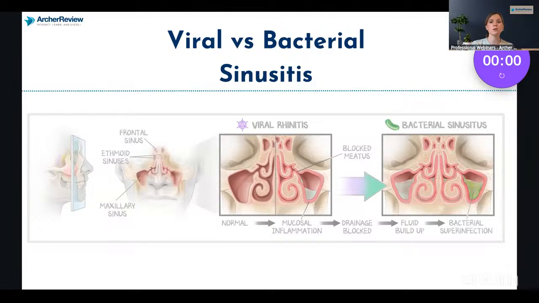So this is where it is okay to touch your patient's face and really push and see, is it hurting when I push here? Is it hurting when I push here? And if they're feeling that inflammation, they're going to let you know.